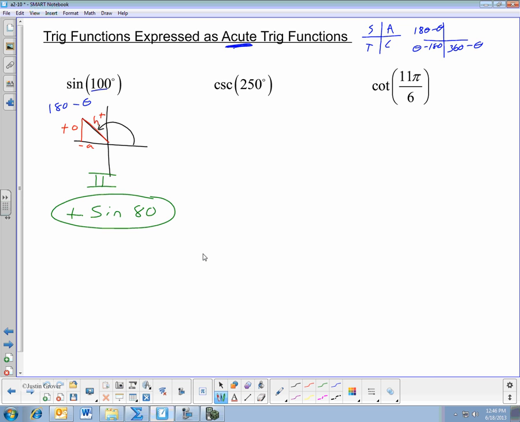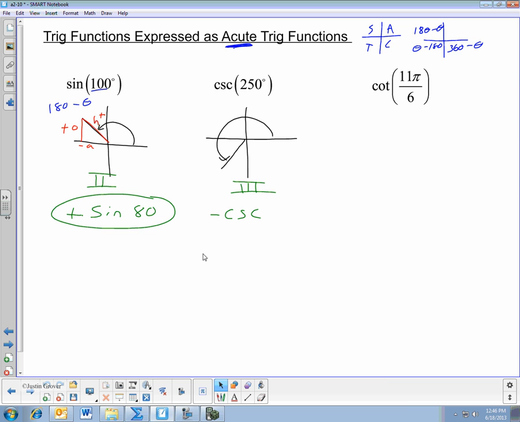All right, second example. Cosecant 250. If I draw this angle, 250, that is going to be in quadrant 3. It's more than 180, less than 270. So that's the first thing I established: I'm in quadrant 3, and I'm working with cosecant. Now I need to ask myself, is cosecant positive or negative in quadrant 3? One way of figuring that out is using ASTC, All Students Take Calculus, recognizing that in quadrant 3, only tangent and cotangent are positive. So this is going to be a negative cosecant.